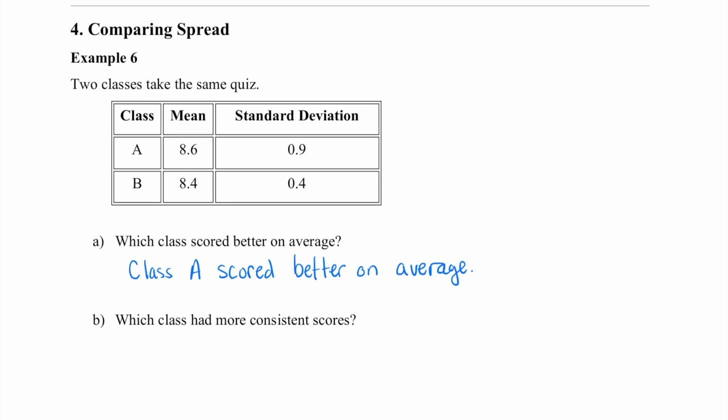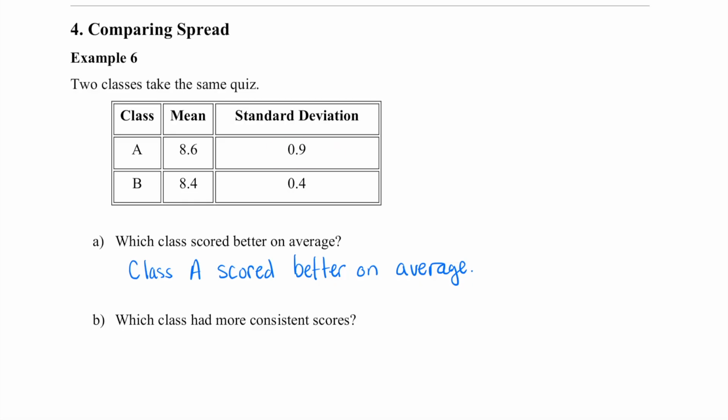Question B. Which class has more consistent scores? This is where many students get confused. When we talk about consistency, we're talking about the spread. More consistent means less variation, and less variation means smaller standard deviation.